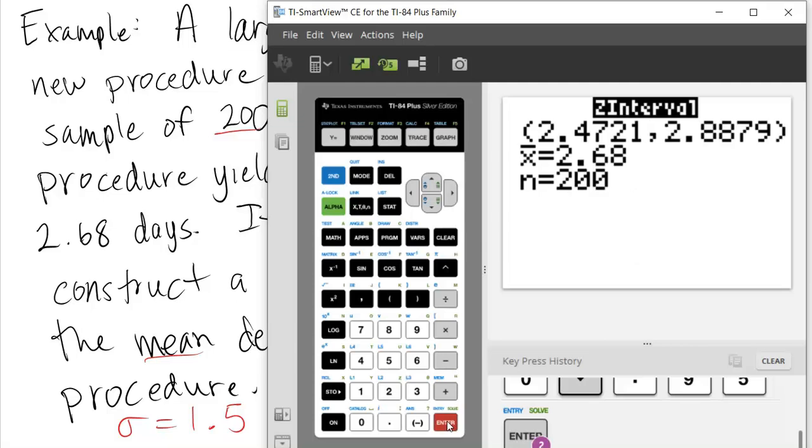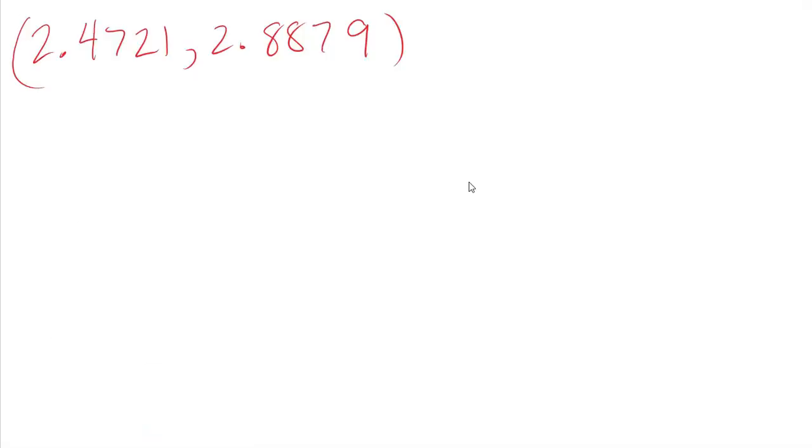We calculate, and we get an interval that ranges from 2.4721 to 2.8879. You'll notice this time we got a much tighter interval. The difference between the upper bound and the lower bound is 0.4 days, which means that our margin of error is half of that, which is 0.2 days. 1/5 of a day is less than 5 hours. So we've got this thing nailed down to a margin of error of about 5 hours, and we're 95% sure that we're right.